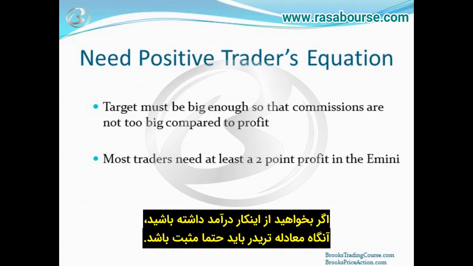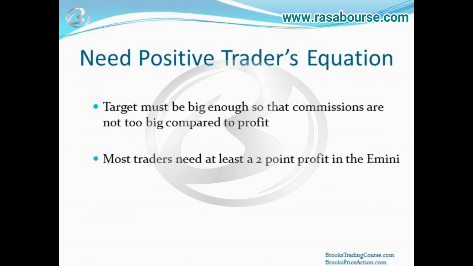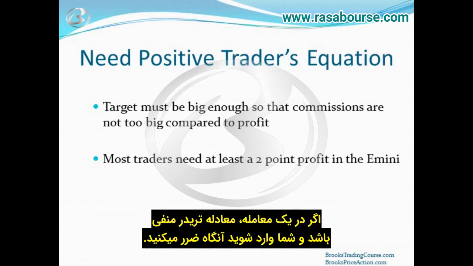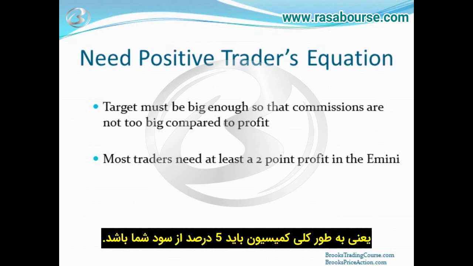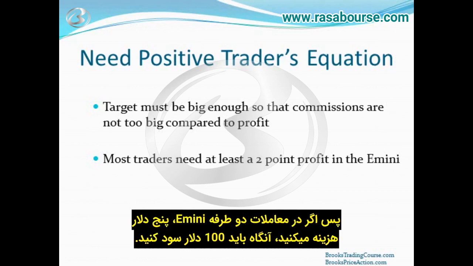You need a positive trader's equation if you're going to make a living doing this. If you're taking a trade where the trader's equation is negative, you will lose money. And your target has to be big enough so that commissions are not too big compared to the profit. In general, you prefer to have commissions be maybe 5% of your profit. So if you're spending $5 round turn in the E-mini, you need to make maybe $100.